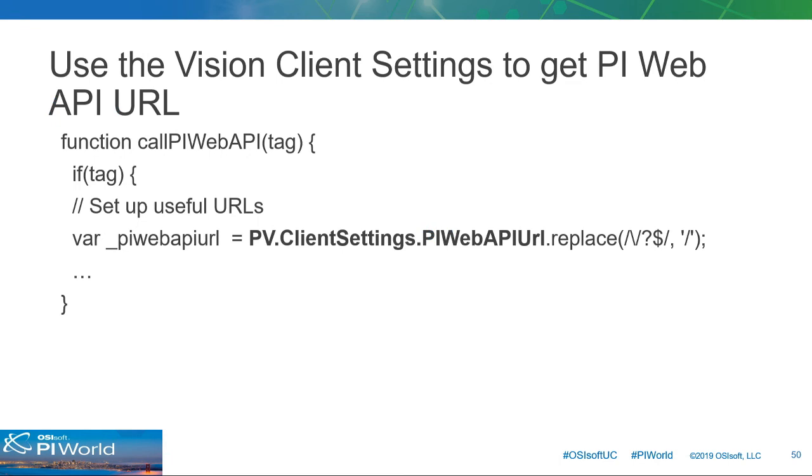So PyVision has some, I don't want to say hidden, but not as visible client settings. One of them is the PyWeb API's URL. So you can get a handle on the PyWeb API in any system whatsoever. You don't have to hard code a URL. It's always available in these client settings here, and you can use that to get the PyWeb API's URL to make requests to it.